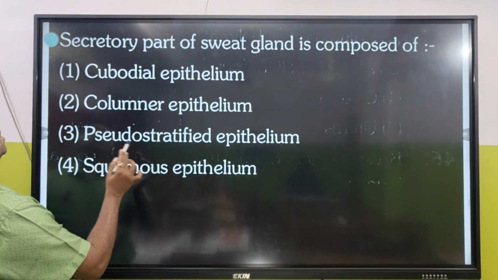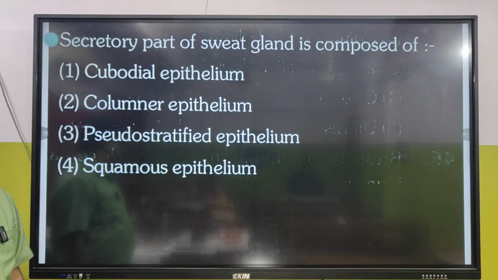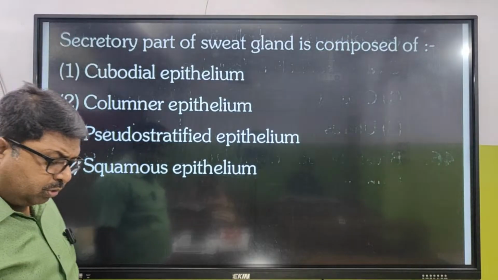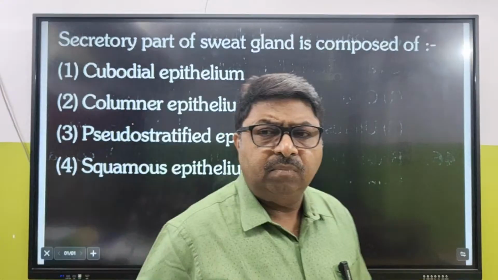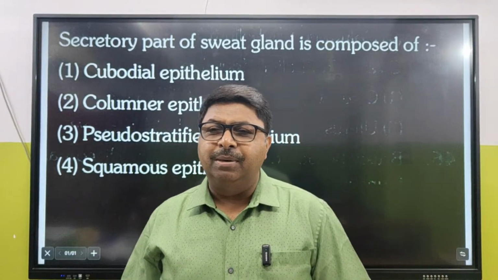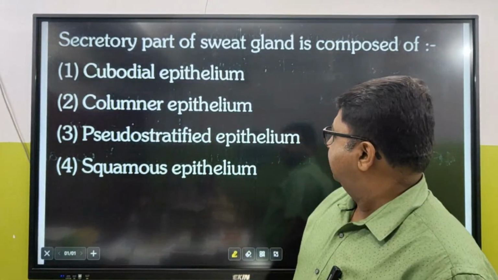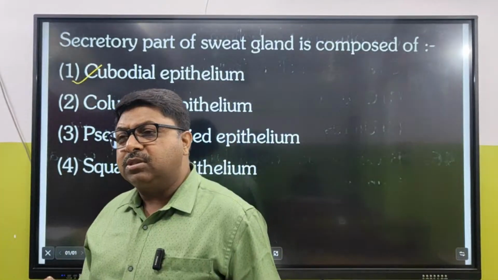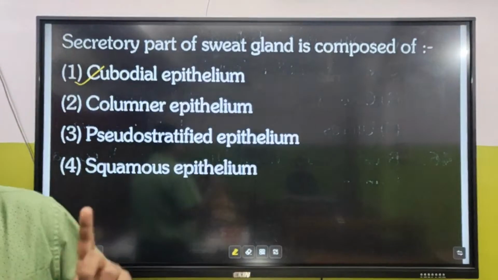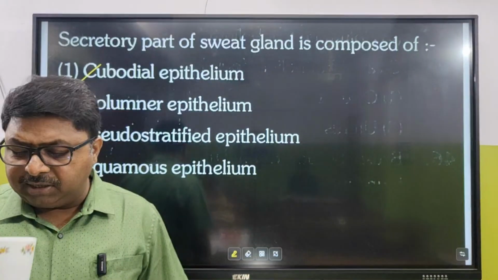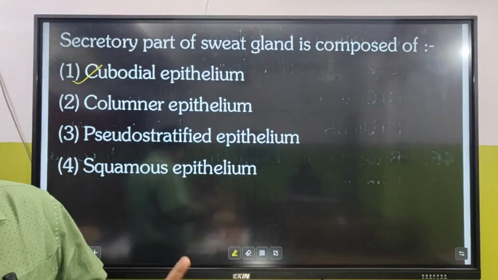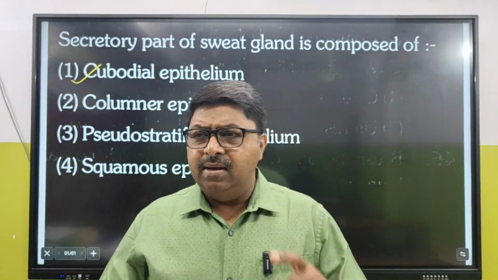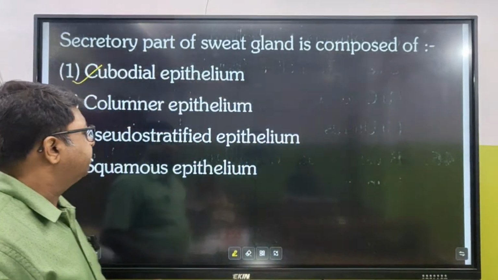Secretory part of the sweat gland is composed of. Whenever we talk about a gland, what should come to our mind? Glands are lined by cuboidal epithelium, so the answer is going to be cuboidal epithelium. Whenever we talk about ducts or glands, they're lined by cuboidal epithelium. Also, when we talk about cuboidal epithelium, what should come to your mind is gonads, testis and ovary. The germinal epithelium is made up of gonads.